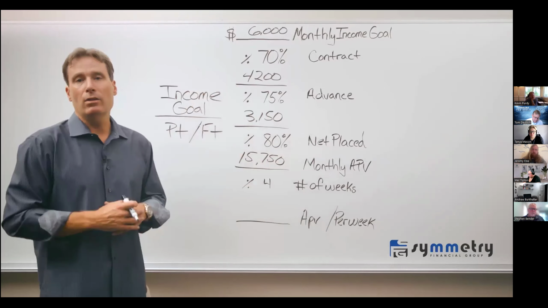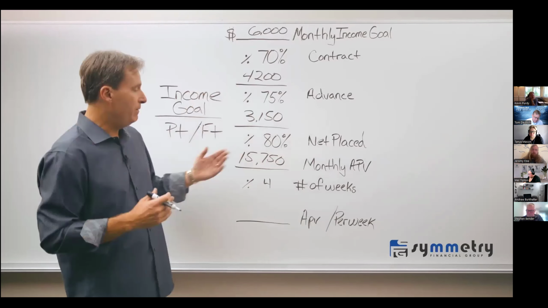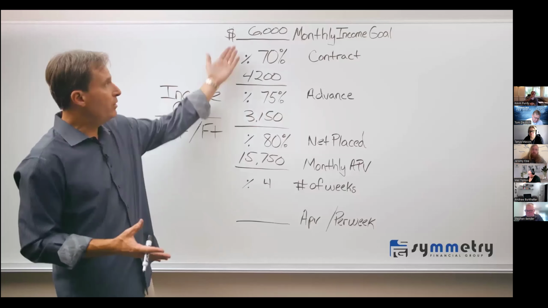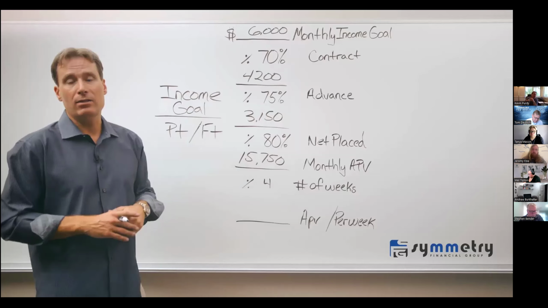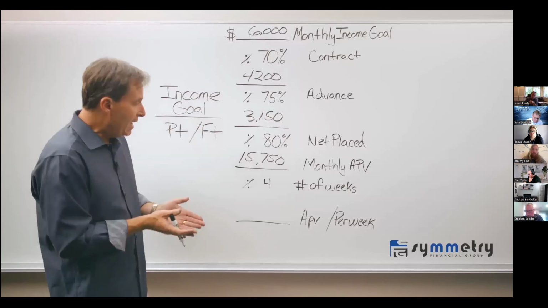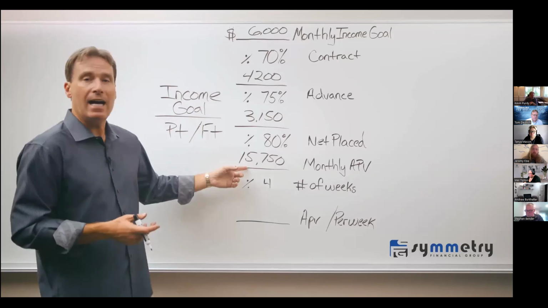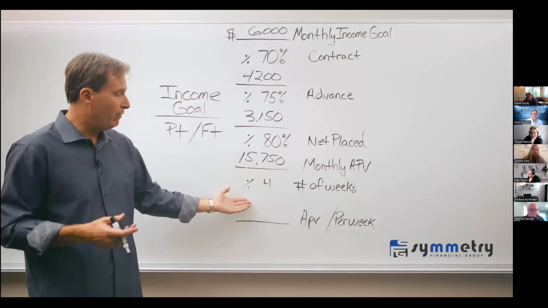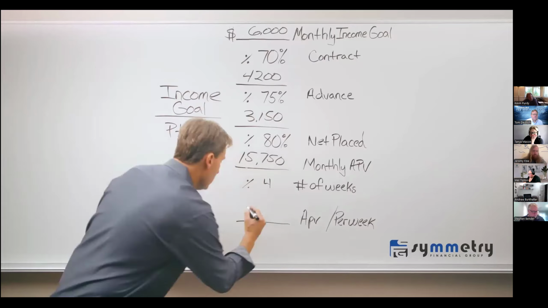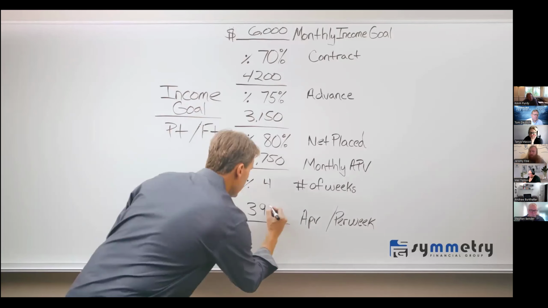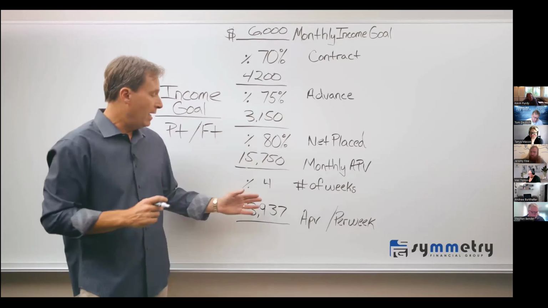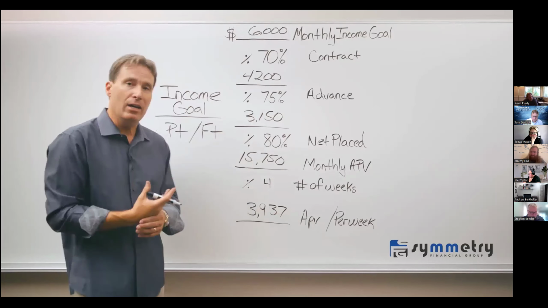So if you write $15,000 worth of business in the upcoming month, you're on track to make $6,000. We'll narrow that down and take the 15,000 and divide it by how many weeks are in a month. Let's go with 4 weeks. That gives us $3,937 APV, or what we call annual premium volume, per week.